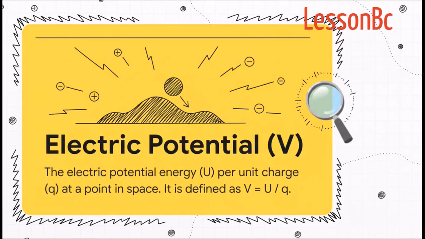In physics, we have a name for this electrical height. We call it electric potential, and we use the letter V. It's basically the amount of potential energy a charge would have at a certain spot divided by the size of the charge itself. What's cool about this is it gives us a value for the energy of a location, no matter what kind of charge we put there.